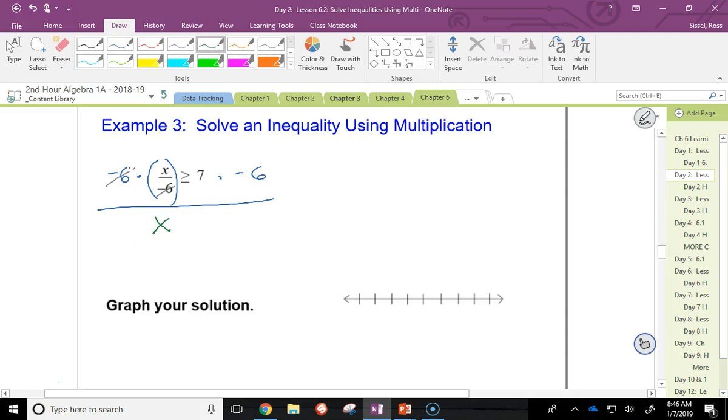7 times negative 6 is negative 42. But because we multiplied by a negative, my sign changes from greater than or equal to, to less than or equal to.